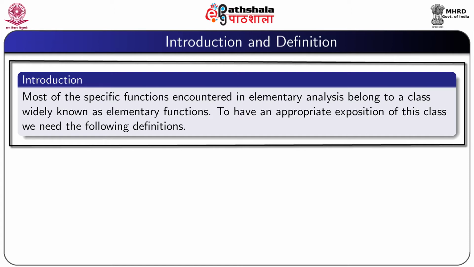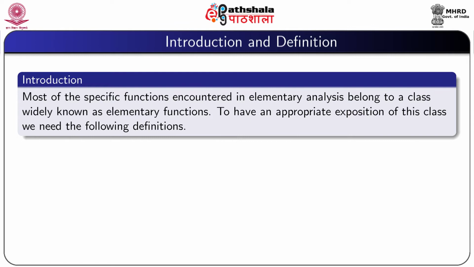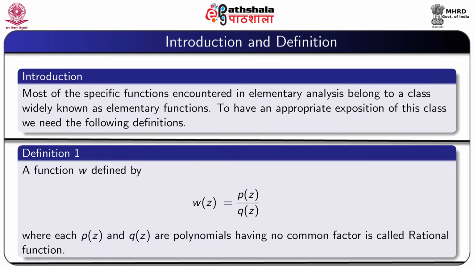Most of the specific functions encountered in elementary analysis belong to a class widely known as elementary functions. To have an appropriate exposition of this class, we need the following definitions. So, first we define a rational function. A function w defined by w of z equal to p of z by q of z, where each of p of z and q of z are polynomials having no common factor, is called a rational function.